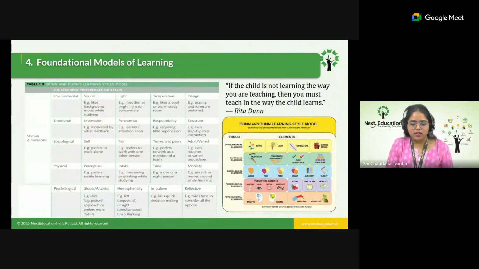So what Dunn and Dunn tell us is that there are various elements when it comes to stimuli. For example, there are environmental stimuli, emotional stimuli, sociological stimuli, physiological stimuli, and psychological stimuli. Every student is different, and each one of them has experienced a different kind of stimuli. When it comes to the environmental aspect, it depends on the instructional area where you're teaching, that is, the classroom. What kind of environmental aspect does it have?